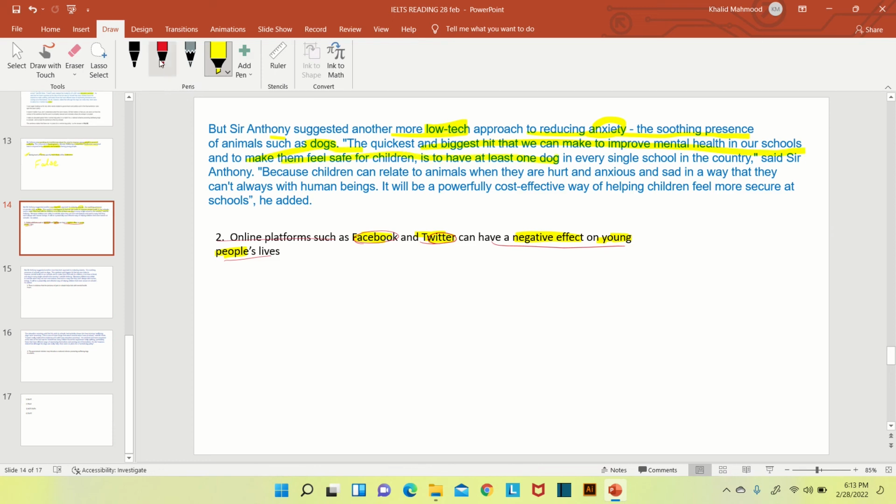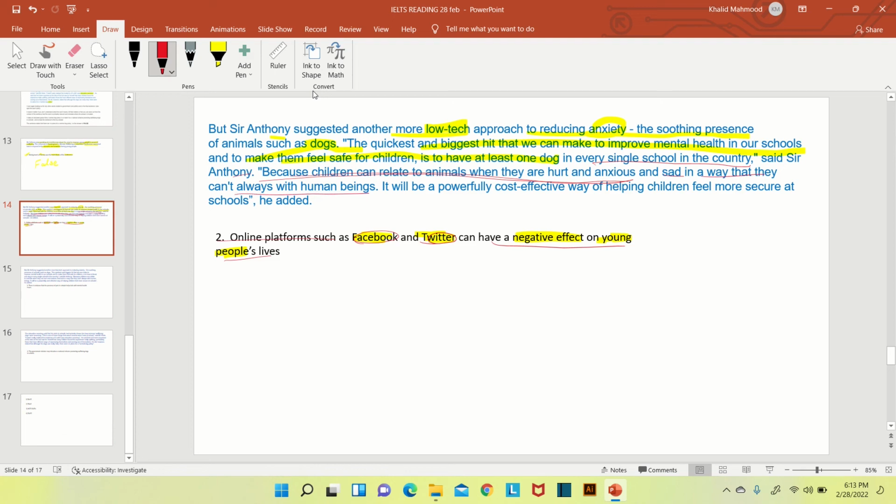How can you make young people, meaning children and students, have better mental health? Having a dog in every single school in the country, said Sir Anthony, because children can relate to an animal when they are hurt, anxious and sad in a way that they can't always with a human being.